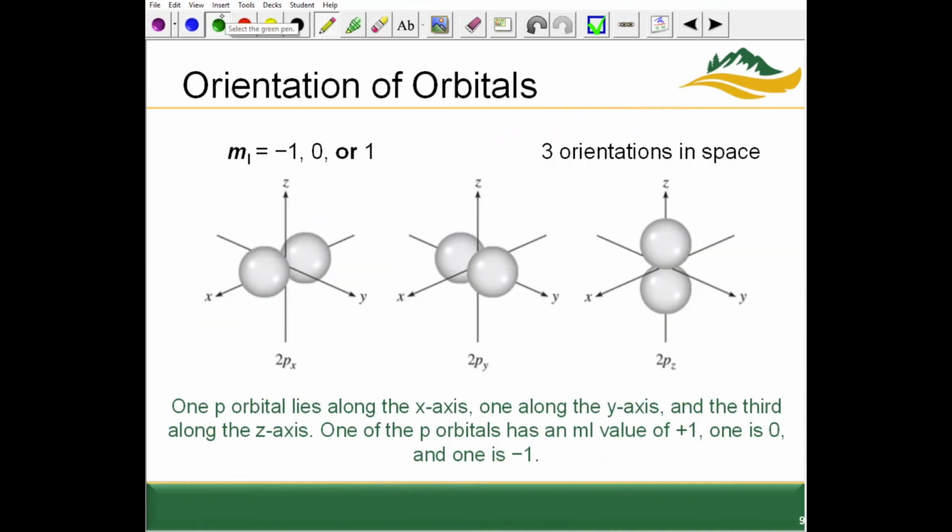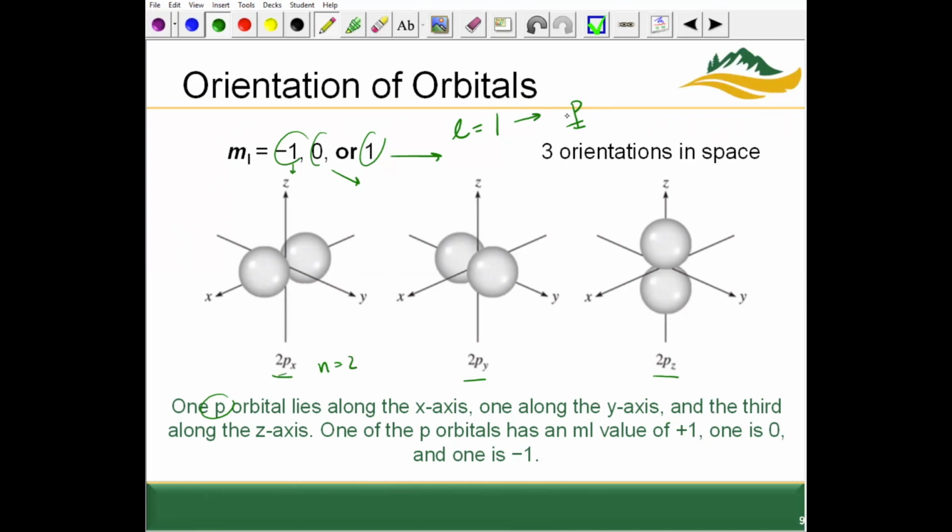And so again here for the p orbitals, we can have 2px, 2py, and 2pz. This makes sense given how many different possible m sub l values there can be for a value for l equal to 1, which corresponds to p orbitals. So here n happens to be equal to 2 for all of these.